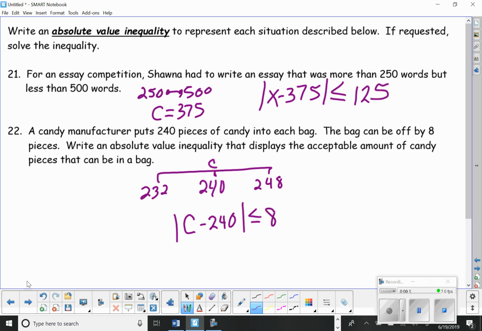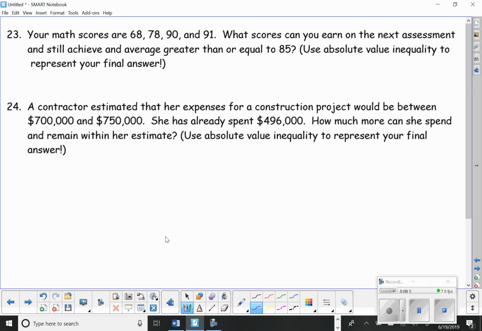See, draw pictures. Pictures help. Number 23. Your math scores are 68, 78, 90, and 91. What scores can you earn on the next assessment that will achieve an average, not an average, an average greater than or equal to 85?